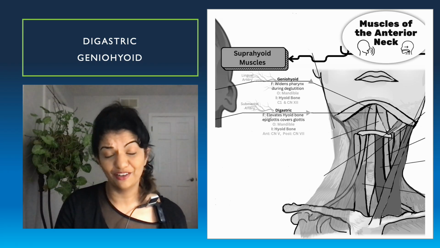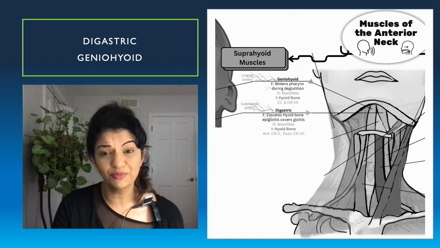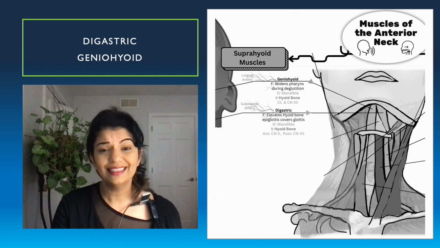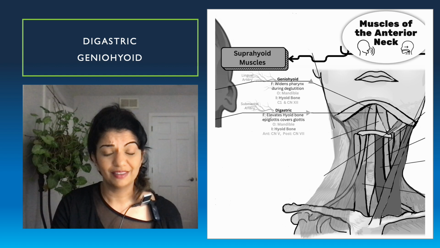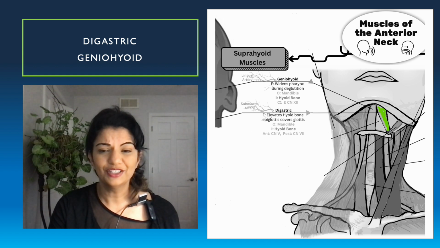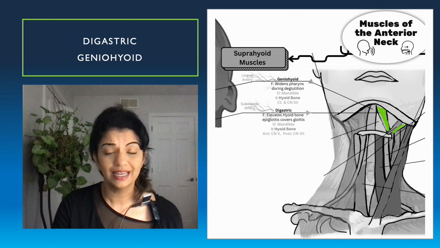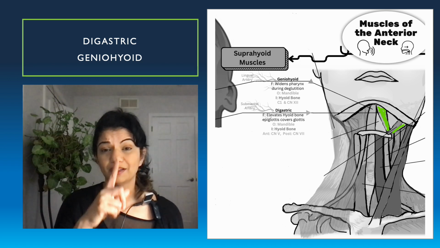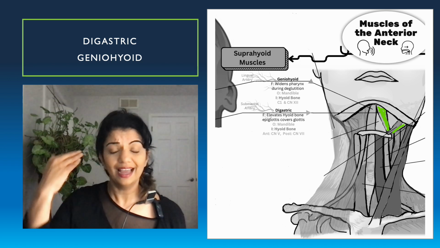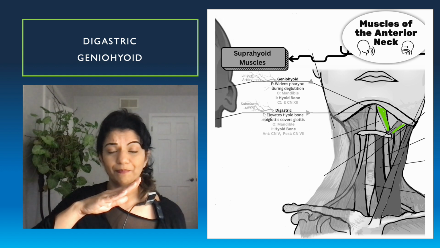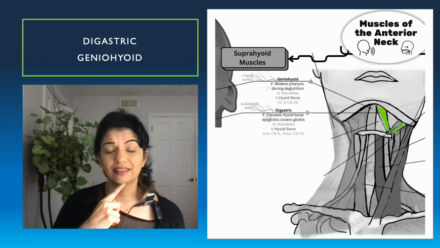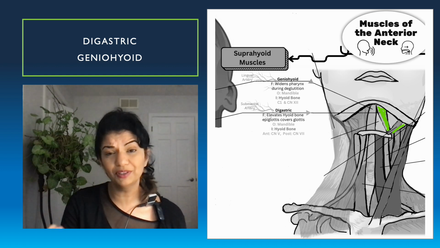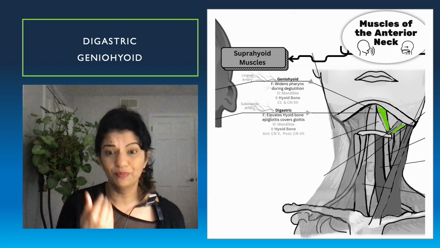So the first set of muscles we're looking at are your suprahyoid muscles. And there are four of them. We're going to start off with the digastric. As you can see, the digastric muscle in green has two parts, right? Digastric means two bellies. So that can help you remember. It has an anterior and a posterior part. And they sort of loop in the skull and behind the mandible to form a pulley system so that we can open our mouth.